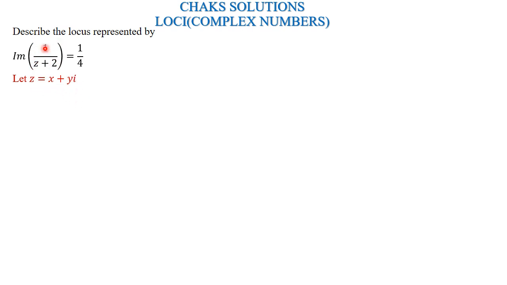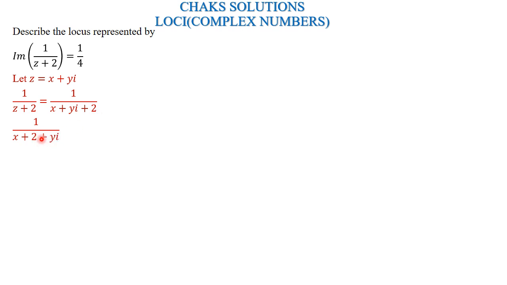So we take 1/(z+2), and in place of z we put x + yi, plus 2. The next thing now, we can group the real part together. This is x + 2, which is the real part, plus yi.